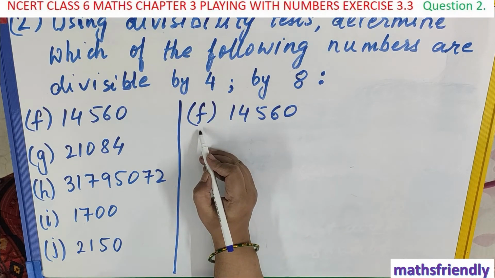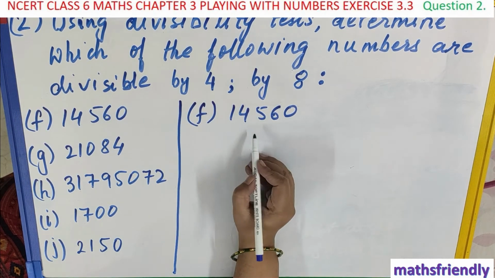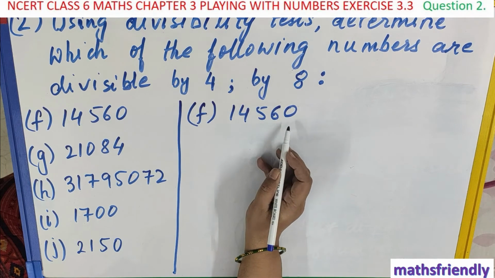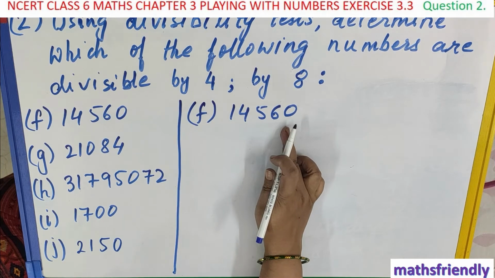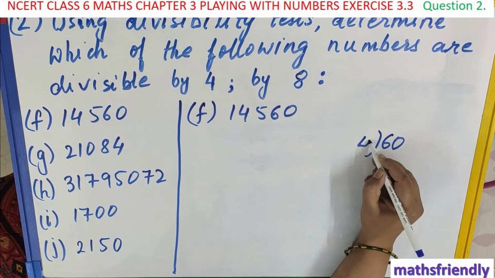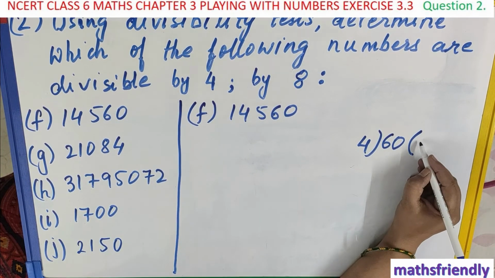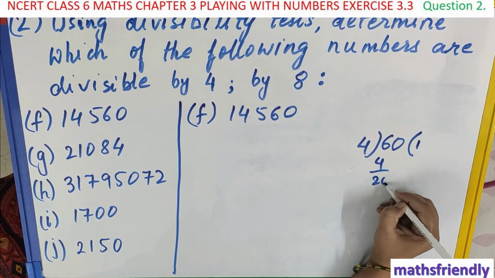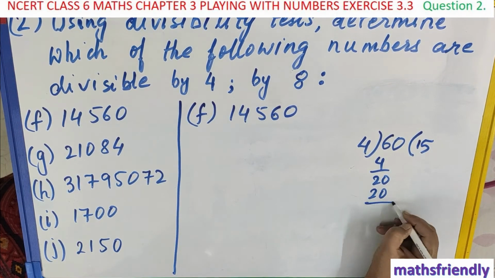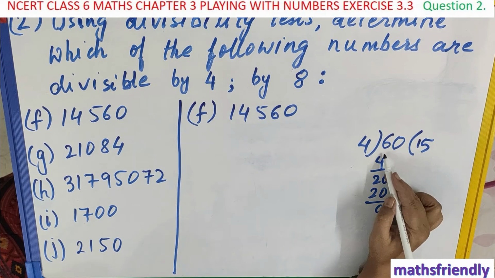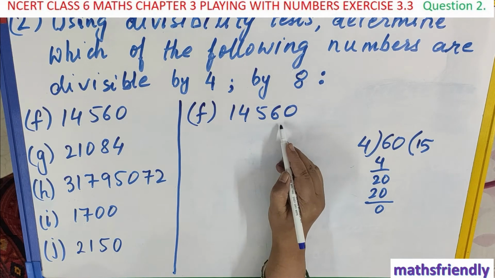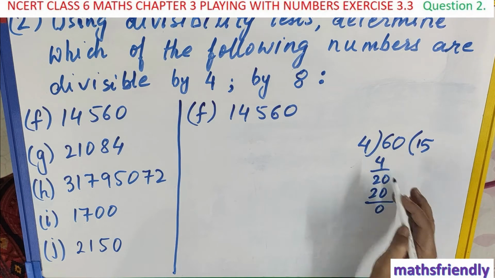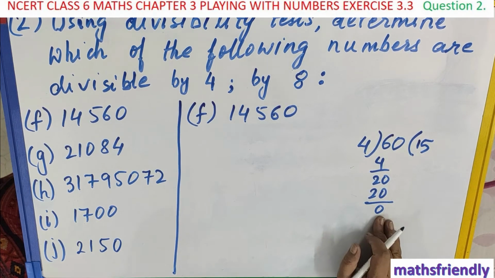Now let us do question number F. What is there in this number? 14,560. Let us check whether this number is divisible by 4 or not. For that we have to check whether the last two digits are divisible by 4 or not. Yes, 4 ones are 4, 2, 0, 4 fives are 20, the remainder is 0. It means this 60 is divisible by 4. So the number formed by the last two digits is divisible by 4 because the remainder is 0.